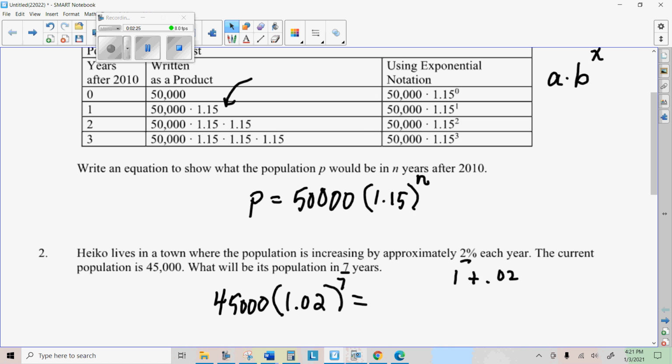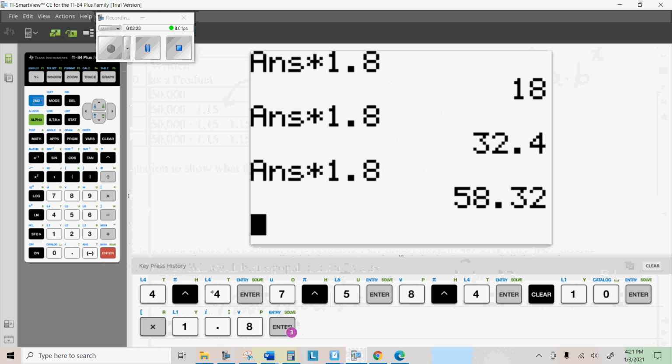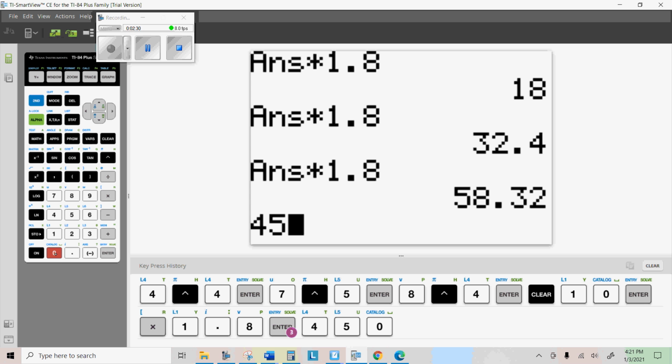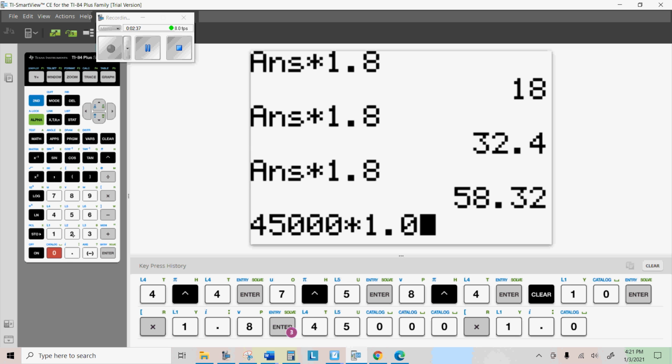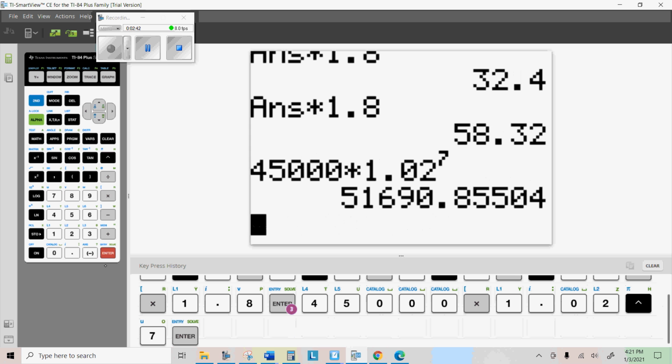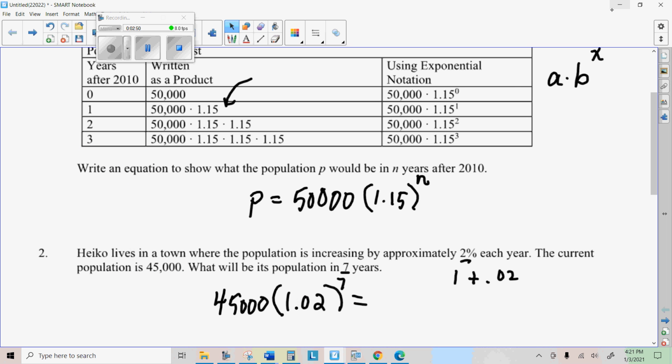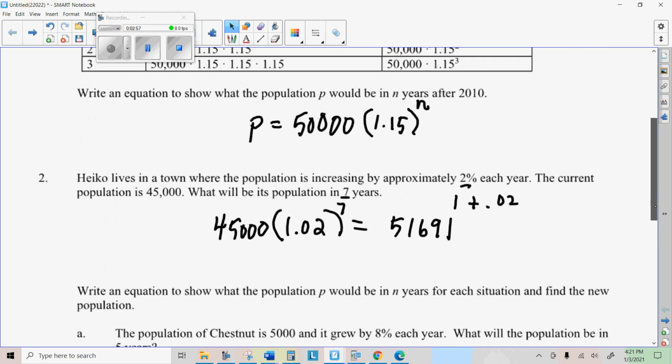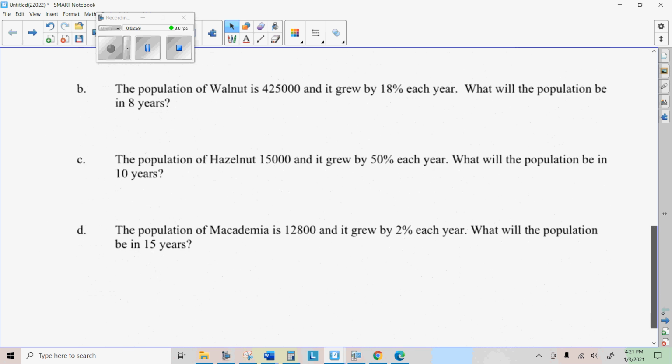Then to get the answer, I'm just going to do that on my calculator. 45,000 times 1.02, and my power was 7. Since it's people, we're going to round that to the nearest whole number, so 51,691. All right, so you can go ahead and do those problems now.